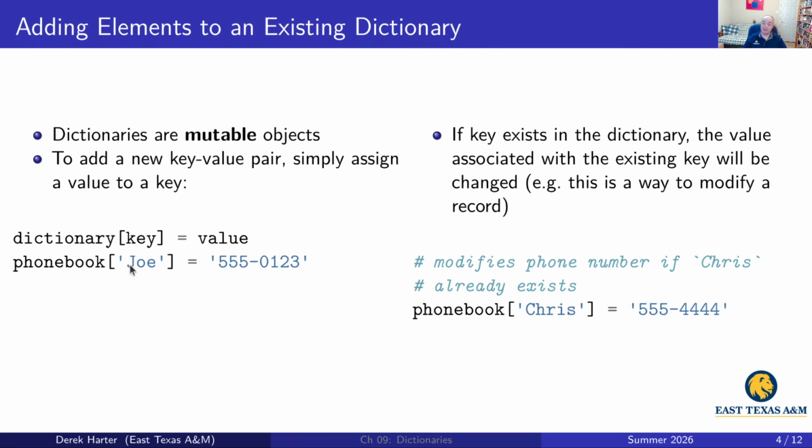If this key Joe doesn't exist, assuming the phone book dictionary that we showed initially being created, it'll add a new key value pair, a Joe associated with this phone number. If it does exist, whatever value was associated with Chris will be thrown away, and this will be the new value associated with the Chris key in the dictionary.